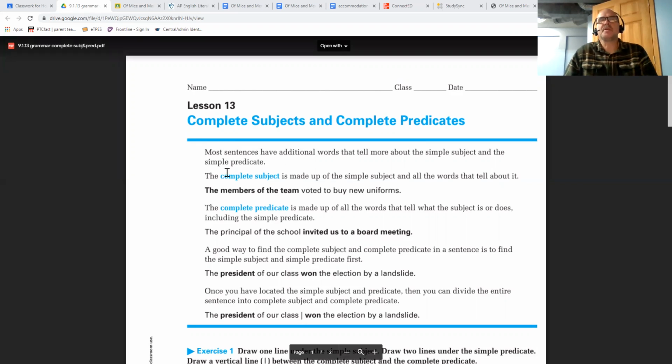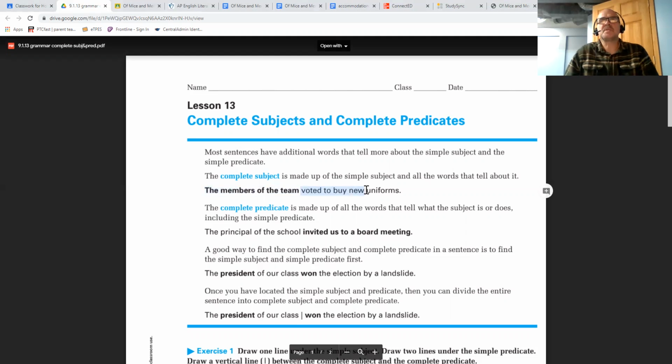What we call the complete subject is made up of the simple subject and all the words that tell about it. You can probably tell in a sentence like "The members of the team voted by in uniforms" that members is the subject, but the prepositional phrase of the team is about those members, and so that's still part of the complete subject before we get to the verb, which is of course voted. Likewise, the article the is connected to it too. So that complete subject is this whole bolded section right here.